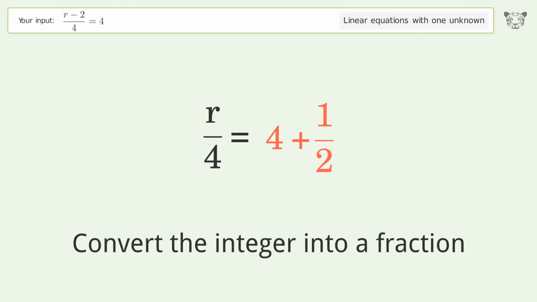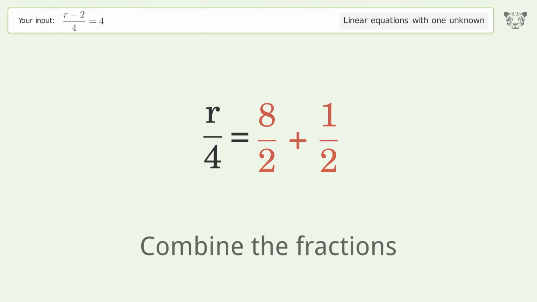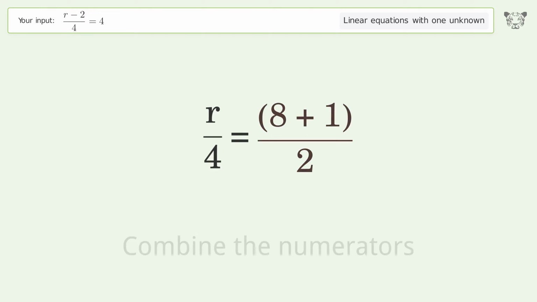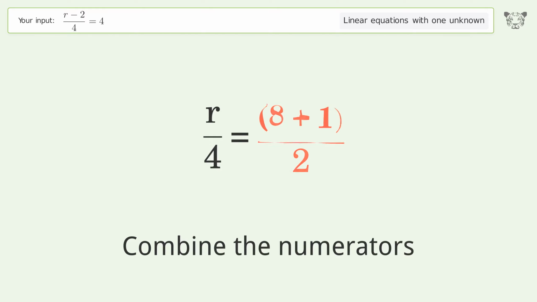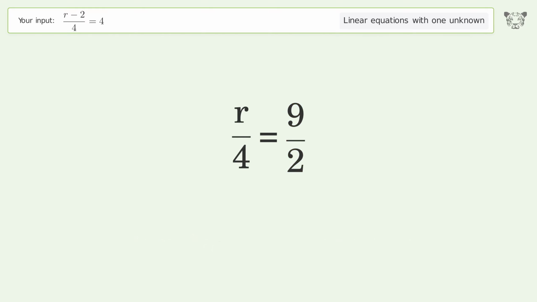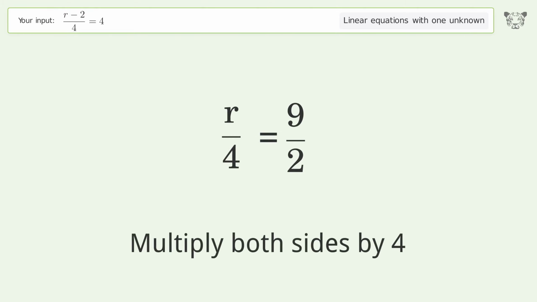Convert the integer into a fraction. Combine the fractions. Combine the numerators. Isolate the r. Multiply both sides by 4.